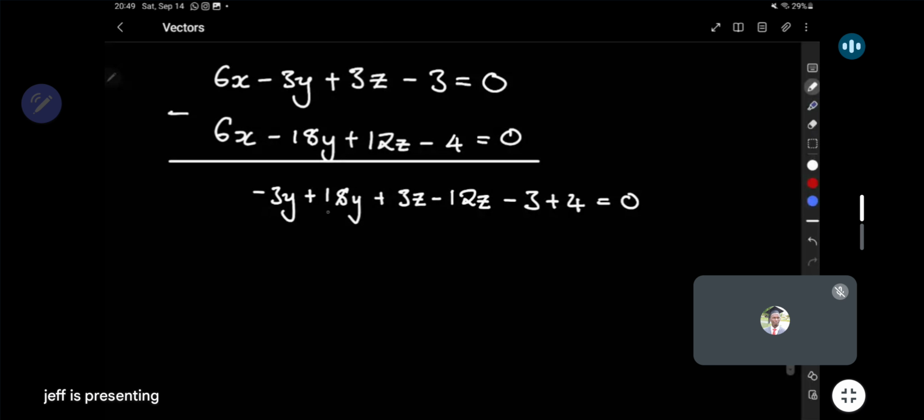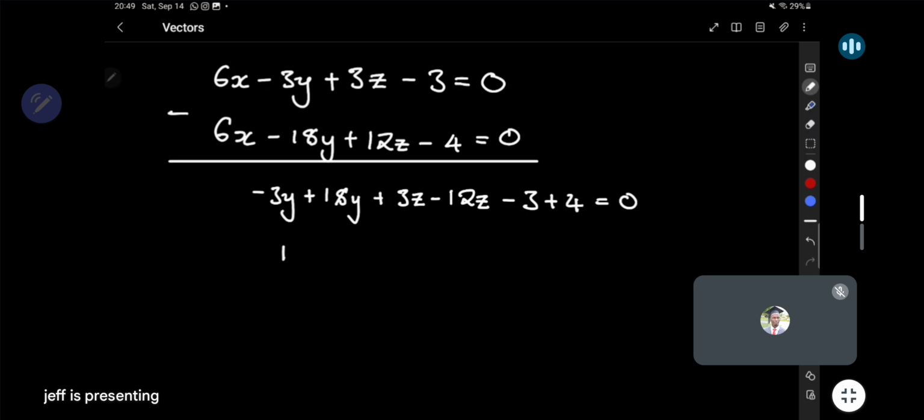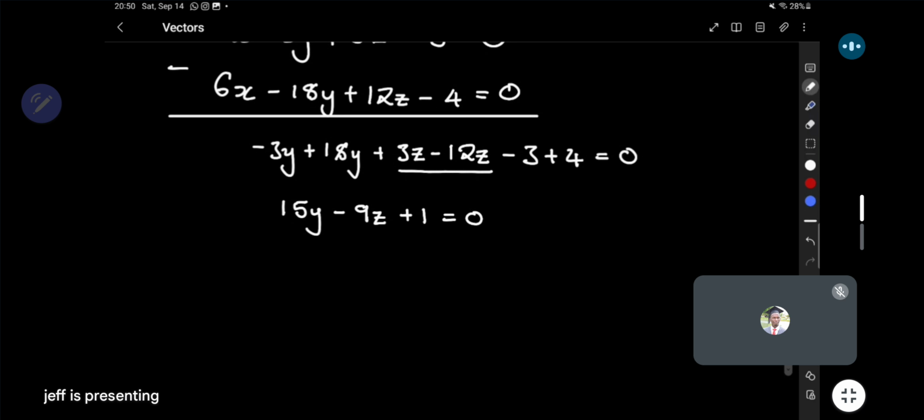So when we subtract this side, we're going to get 15y. And then when we subtract this side, we're going to get minus 9z. And then this side, when we subtract, we're going to get plus 1 is equals to 0. So this is what we are simplifying to. So here now, we see that this can divide through by 3. We can divide this equation by 3.